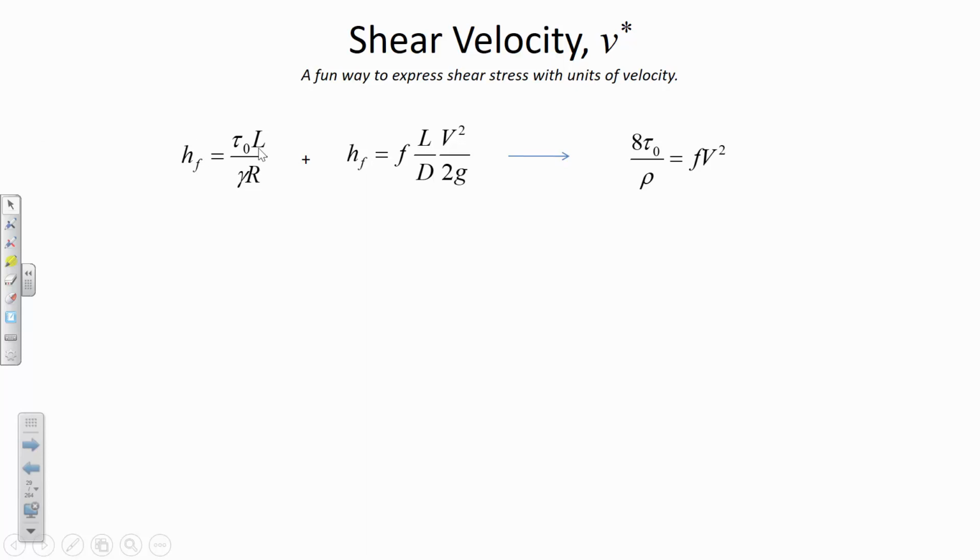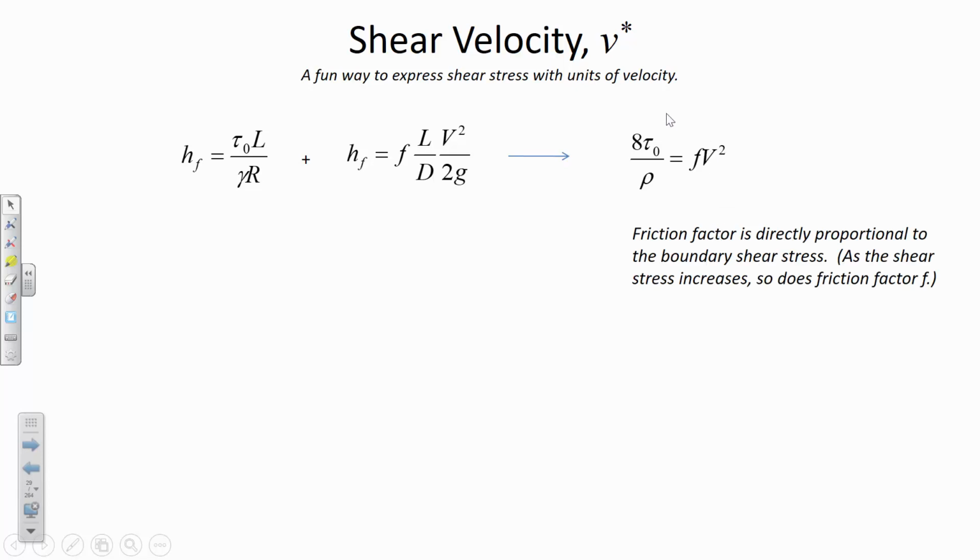So if we combine this relationship of shear stress and pipe friction, along with the Darcy-Weisbach equation, which is our empirical attempt to describe pipe friction head loss. This is just an empirical approximation that relies on this mystical friction factor f. So if we combine them together, we can rearrange and cancel out like terms and simplify. And this is what we end up with, a term that on the left side has shear stress and fluid density, and on the right has the friction factor and the velocity.